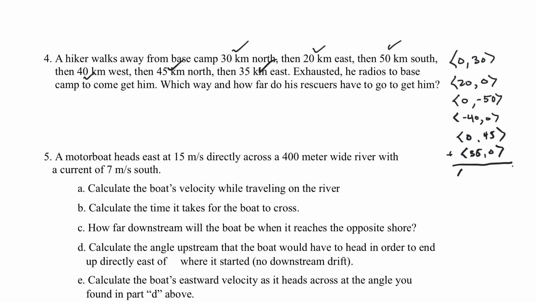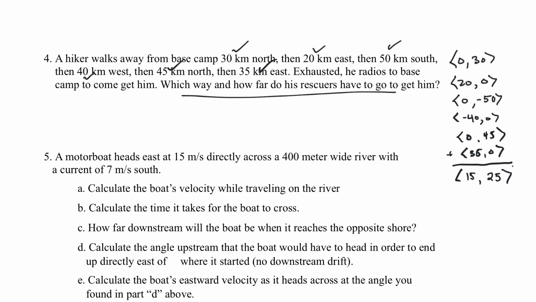Once we combine them all, we end up with a vector of 15 and 25. If I were to draw that picture out, you would have a lot of vectors put together, but to get to the end point from the very beginning, you would go 15 to the right and 25 north. In this question, I want my rescuers to go directly to the person. I don't want them to go around the world. If they're going to take a helicopter or whatever, they're going to want to go straight to it.